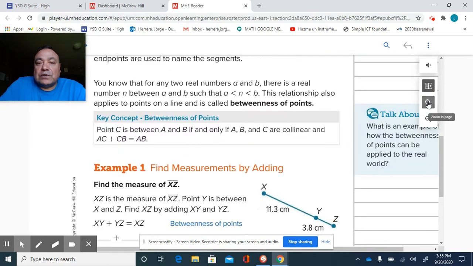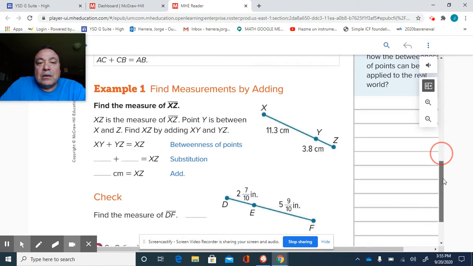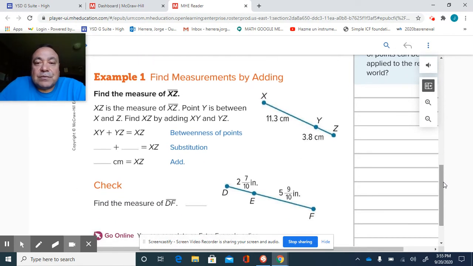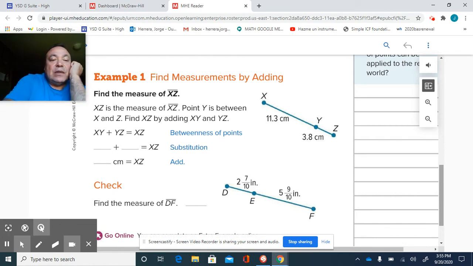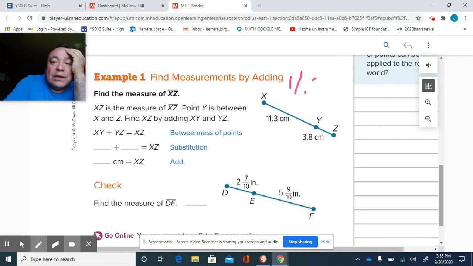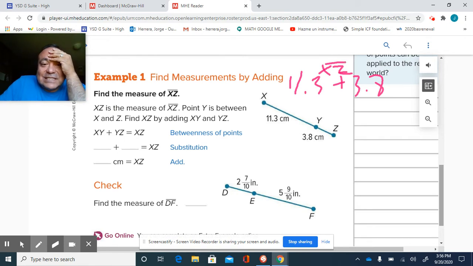In example one, of course, we have a nice problem right here, which is asking us to find the measure from x to z. And you can see right away, guys, that from x to z, well, that's x to y and then y to z. So we need to add 11.3 plus 3.8, and that will give us xz, the segment between x and z.